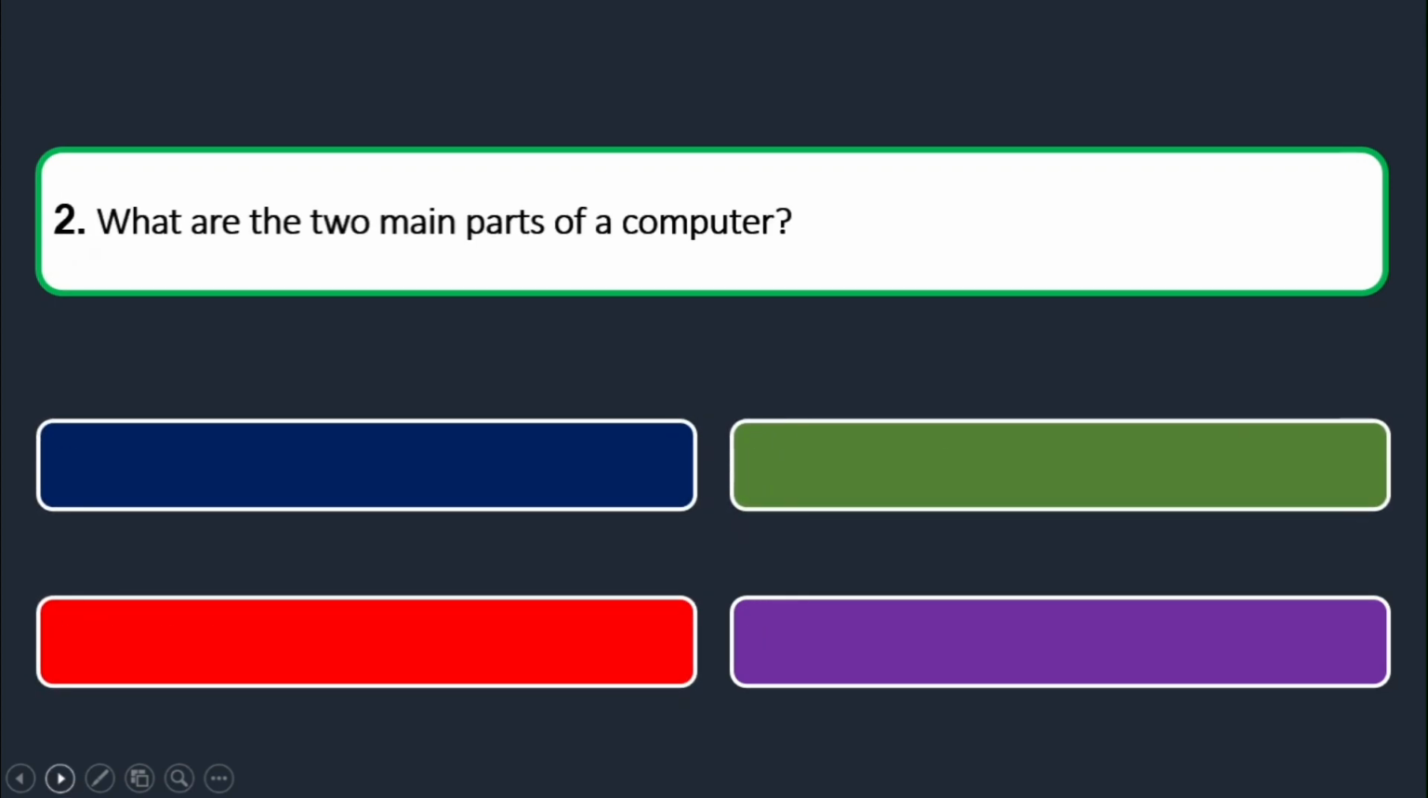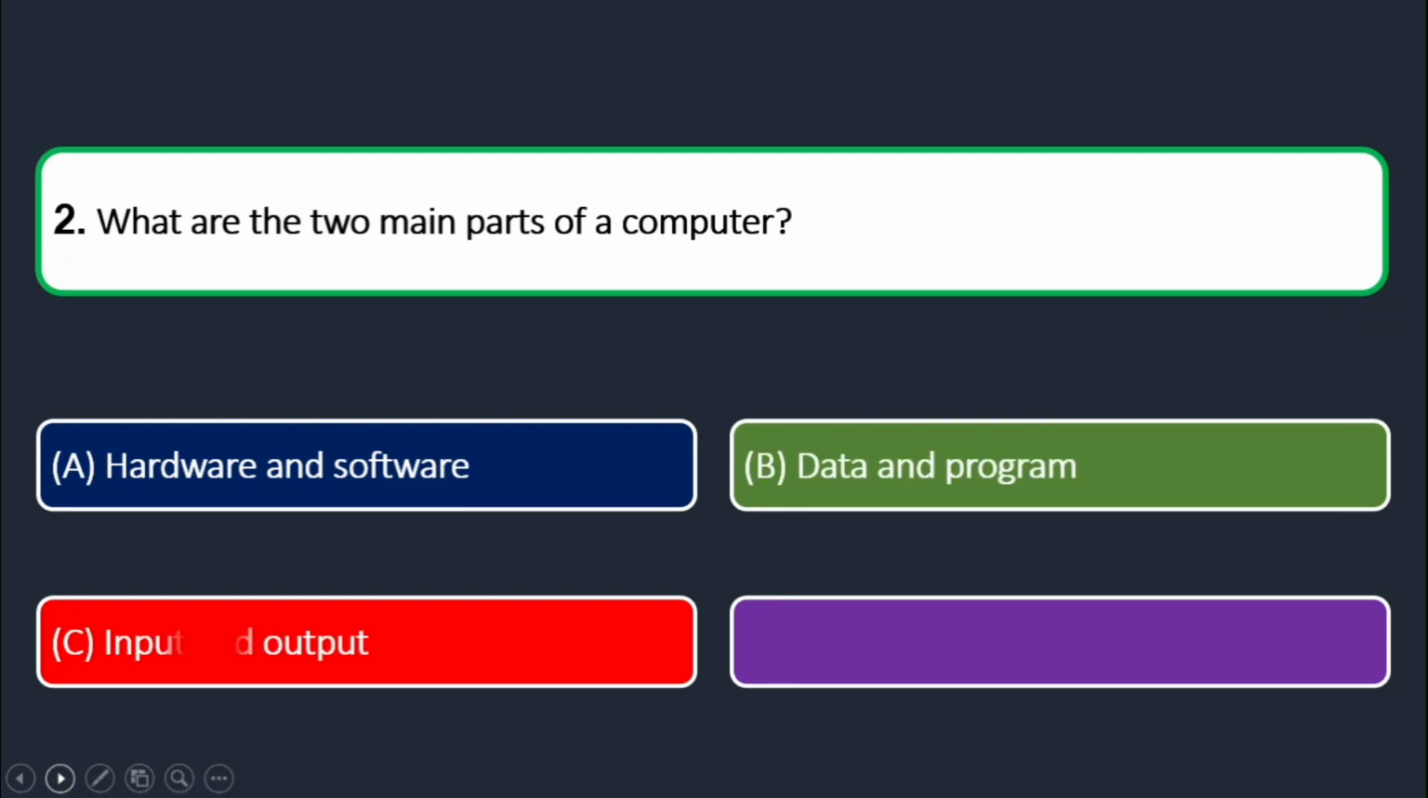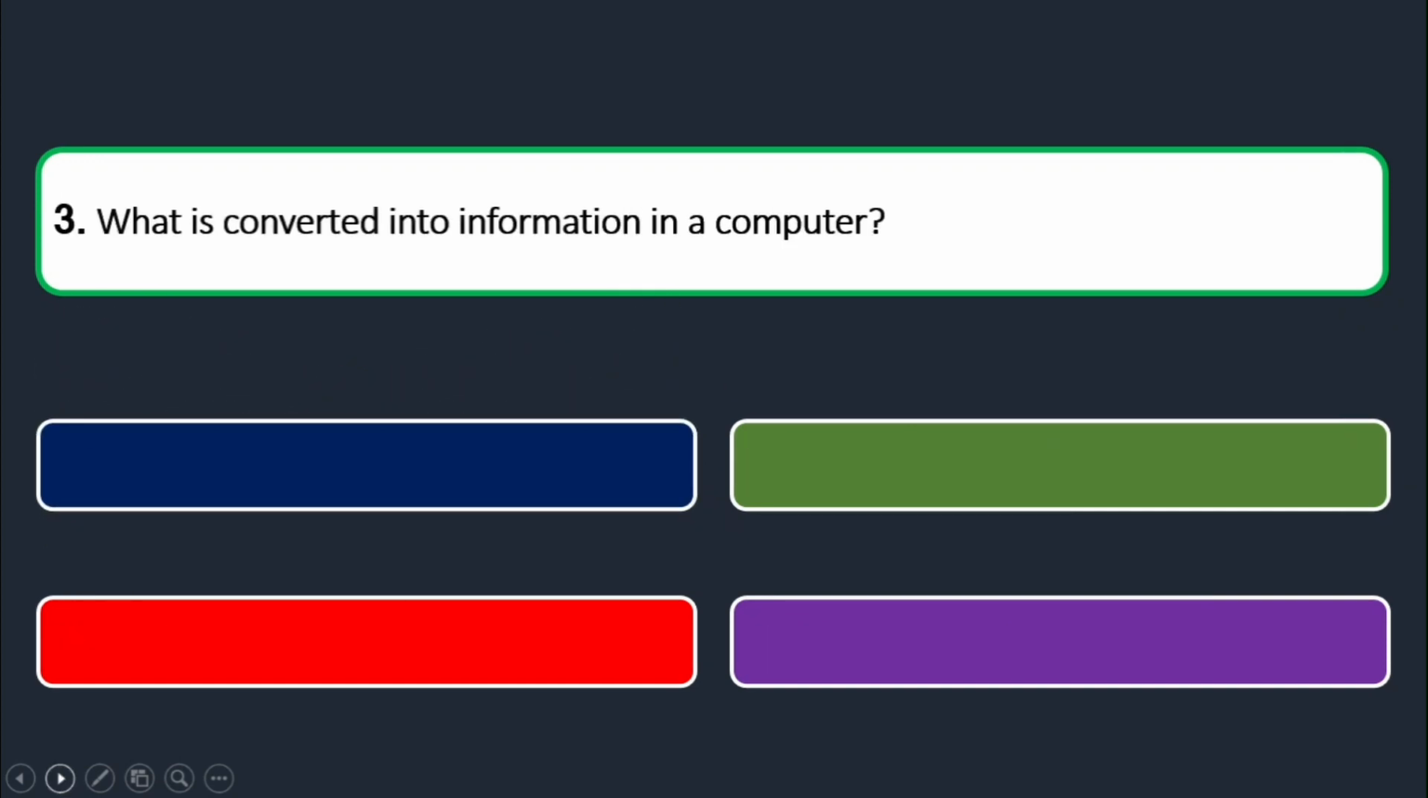Second question. What are the two main parts of a computer? Your options are A. Hardware and software, B. Data and program, C. Input and output, D. Processor and memory. The correct answer is A. Hardware and software.